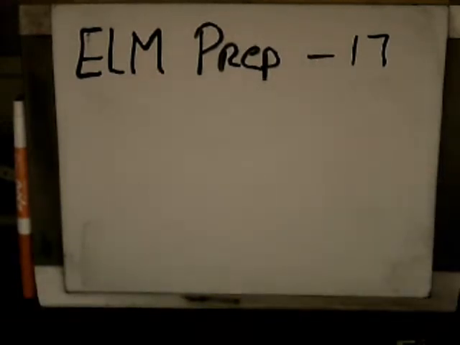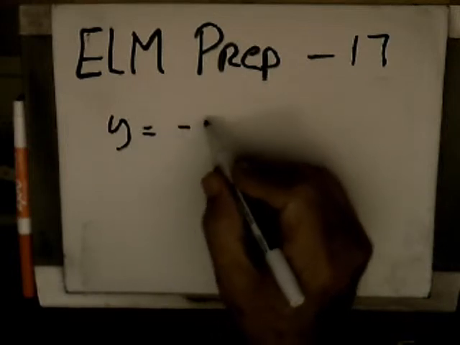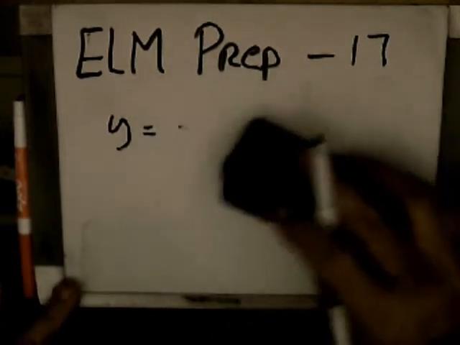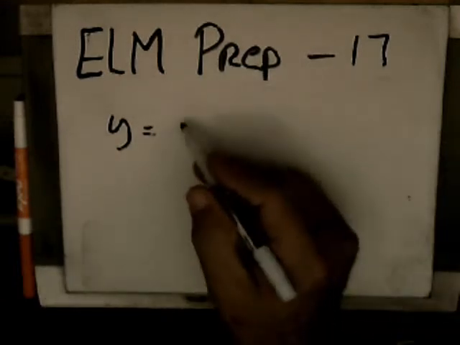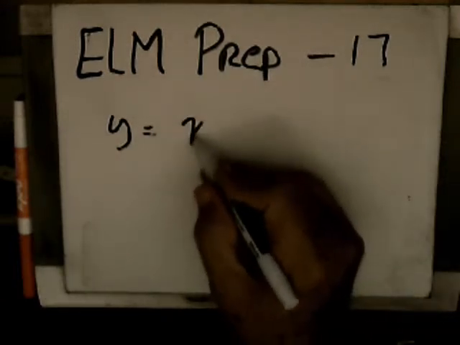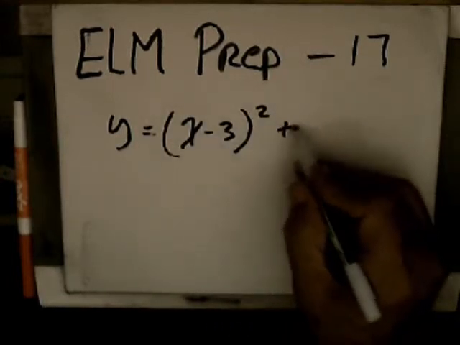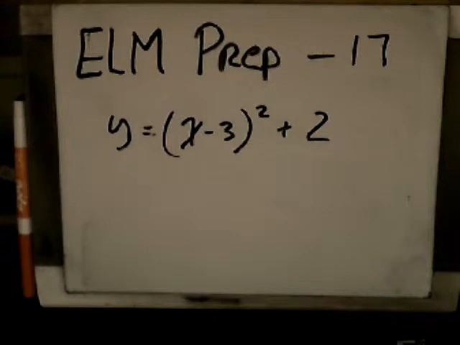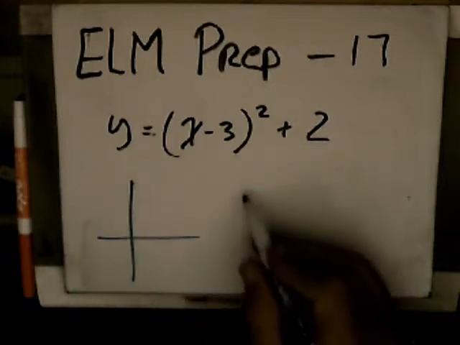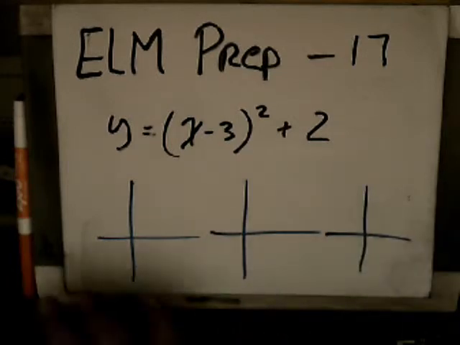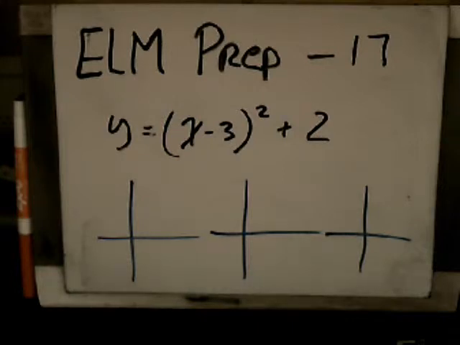All right, so we're going to look at y equals, I'm going to do a different form here. They might give you this, y equals (x minus 3) quantity squared plus 2. Okay. Let's see if our other method will work. We may have to resort to something else.